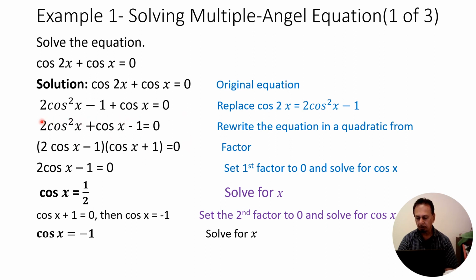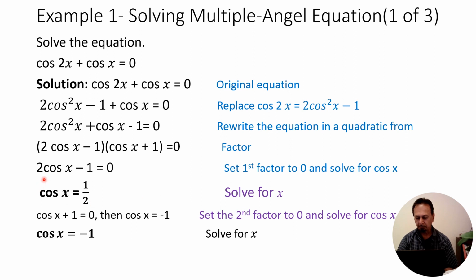Now it looks like a quadratic equation in cosine, so we rewrite this in order: 2 cosine squared x plus cosine x minus 1. And now we factor. For 2 cosine squared x, the factors are 2 cosine x and cosine x. And the factors of negative 1 would be plus 1 and minus 1. So now we have two factors, 2 cosine x minus 1 and cosine x plus 1.